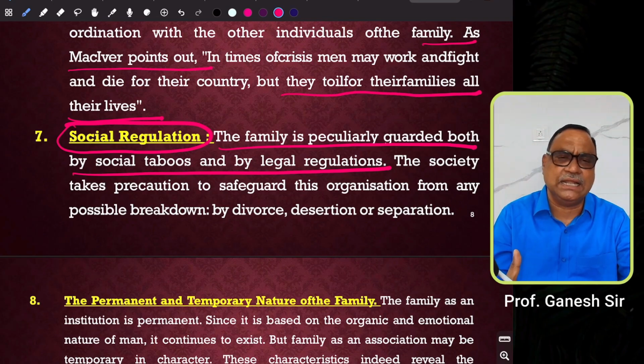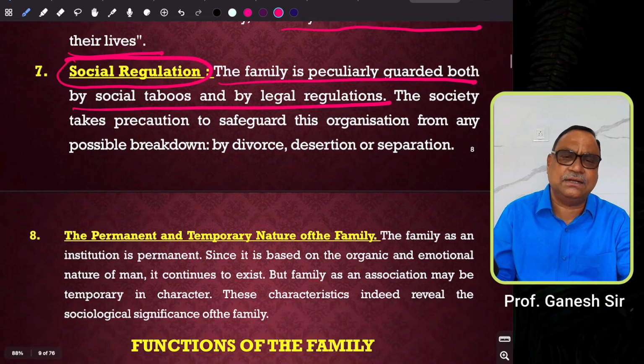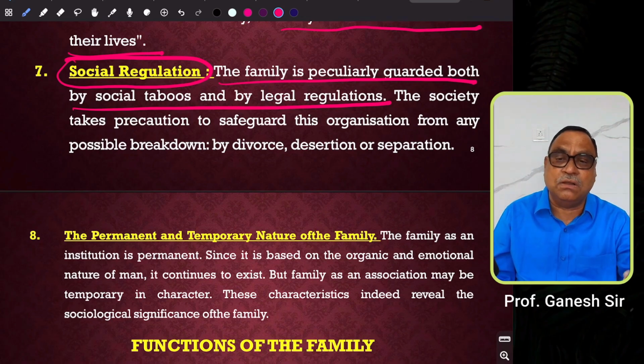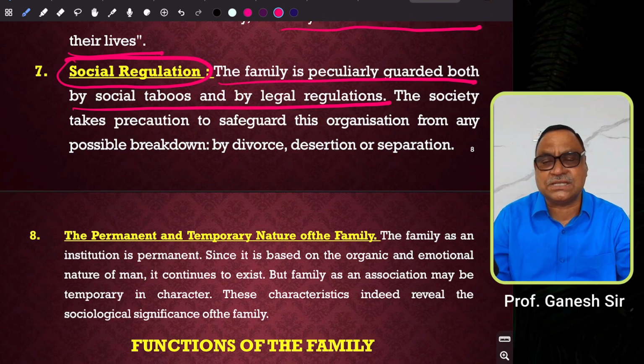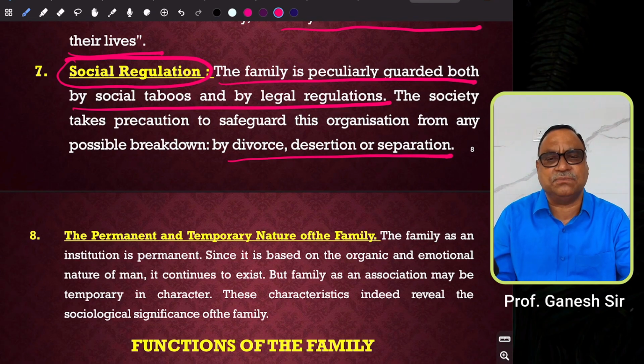The society takes precaution to safeguard this organization from any possible breakdown by divorce, desertion, or separation. That means in any given society, there is every possibility of breakdown of the family system, but every society takes all precautions that the family system should continue intact, because family is considered one of the most important agencies to regulate human behavior. But in spite of that, there is every possibility of breakdown of the family system through divorce, desertion, or separation.